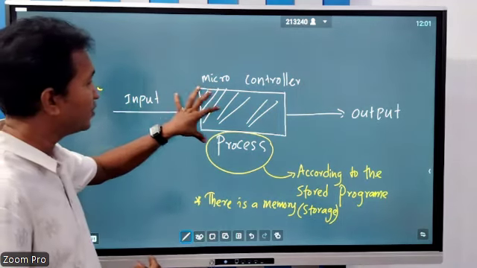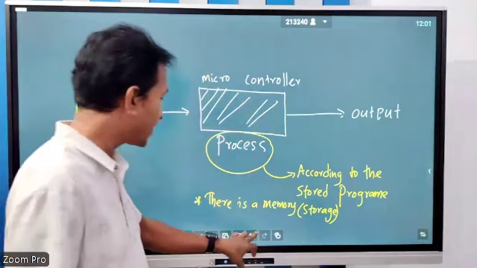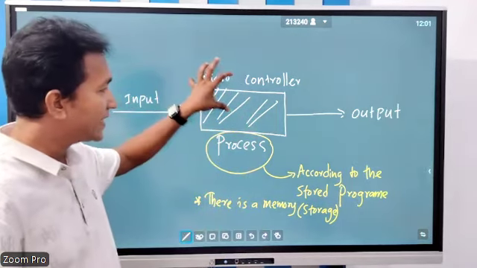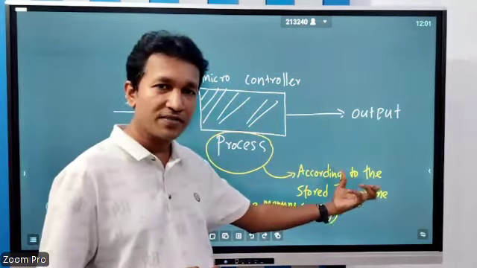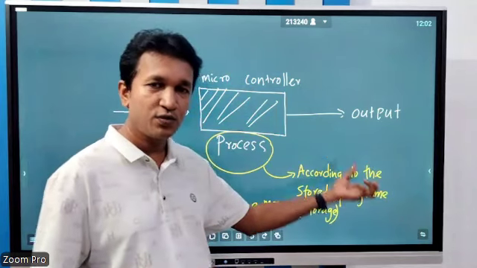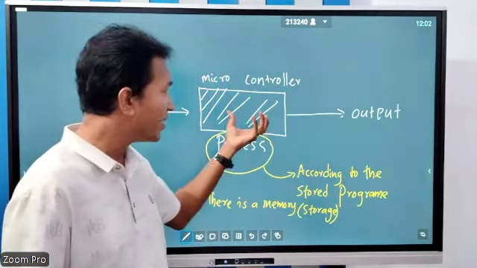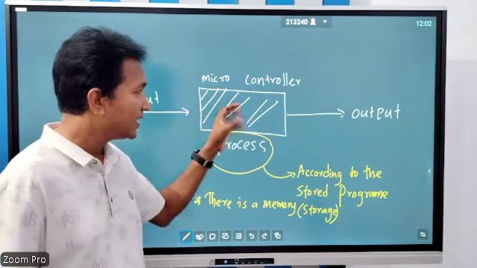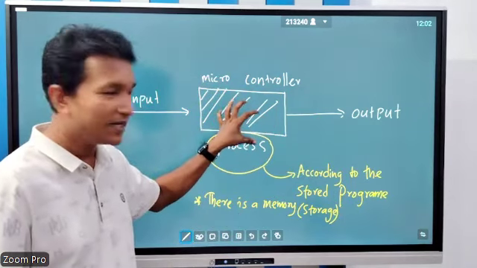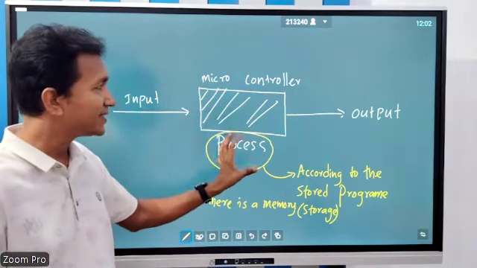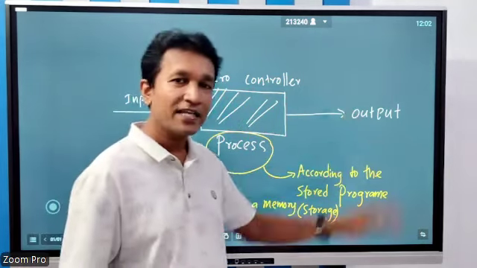There should be an input inside my microcontroller. There is a stored program. To store that program, there is a small memory. Right? According to the stored program, it will do the process and give the expected output.